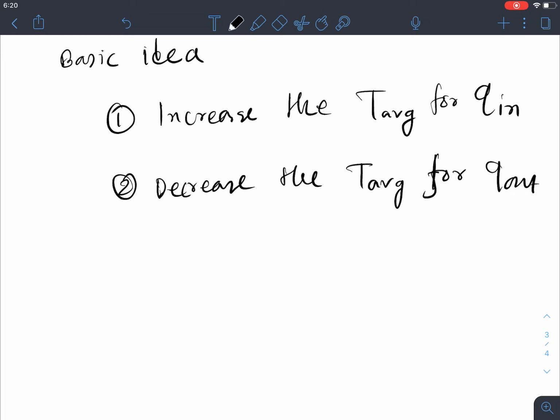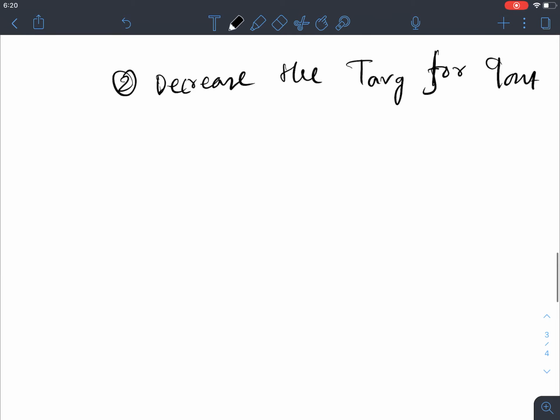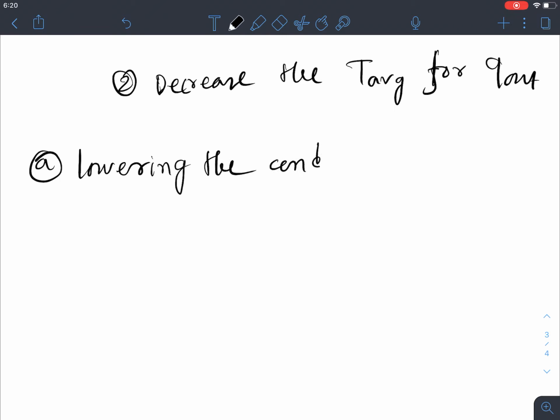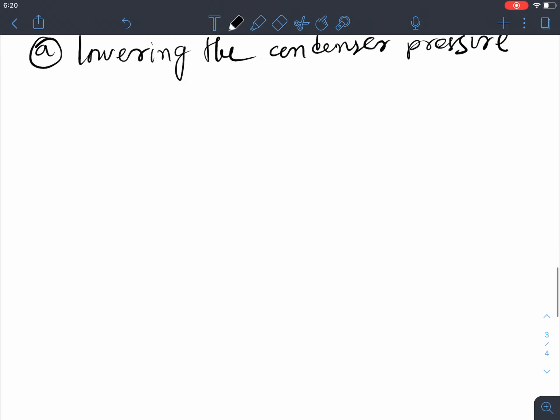Now in reality, we cannot increase this too much, because some of the components will not be able to handle that high temperature. So let's take a look at what modifications we can make in each individual component. The first one, A, is lowering the condenser pressure. How does it contribute to the efficiency?